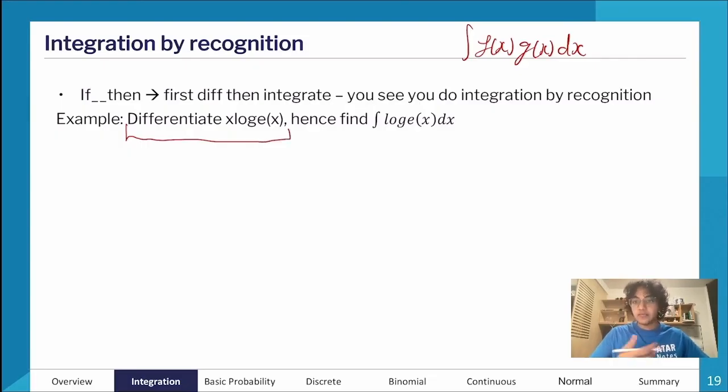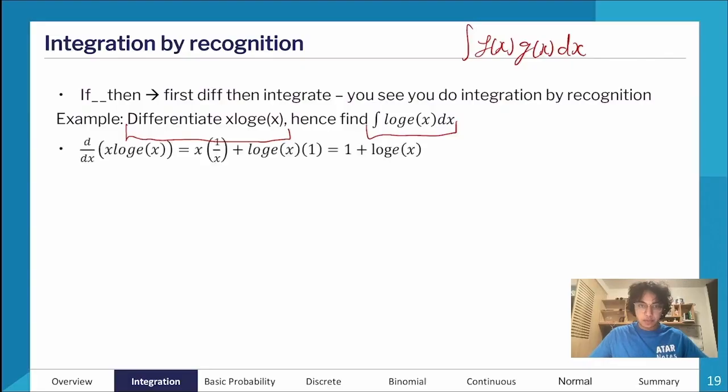For example, we have this part here, and it's usually part A. They'll be like, differentiate some function, and then they'll say, hence find the integral of this. So the first step is to just differentiate, and do it in the order they want.